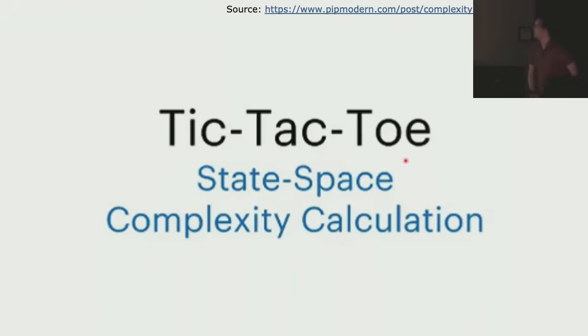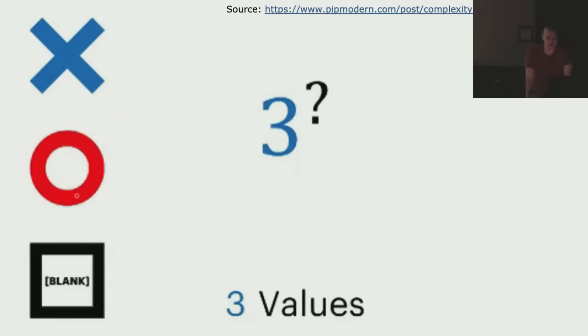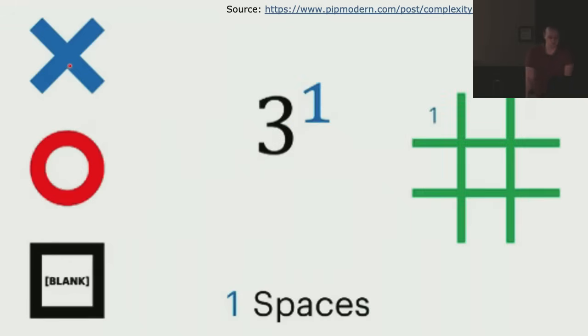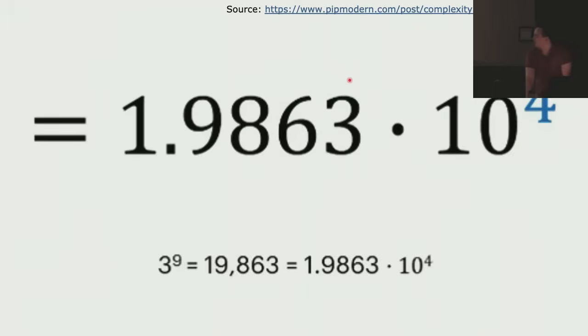Let's look at an example. Tic-tac-toe, or noughts and crosses, state space calculation. At any given place on a tic-tac-toe board, there's either an X, an O, or a blank space. That means there are 3 possible ways to put a piece at any given space, and there are 9 spaces. So 3 to the power of 9 is approximately 10 to the power of 4.